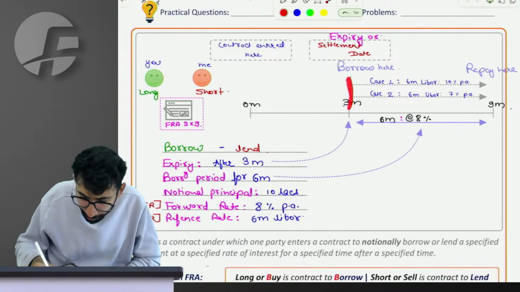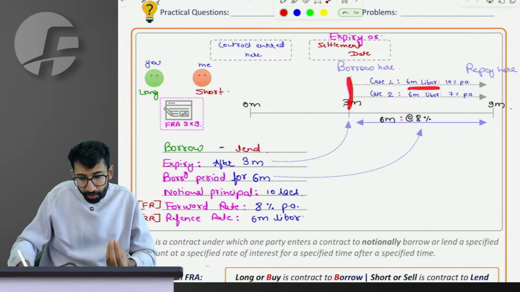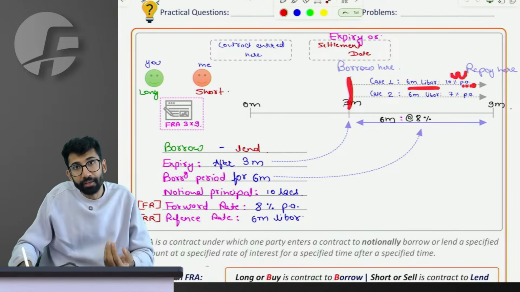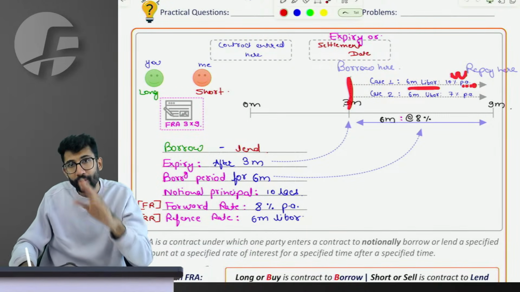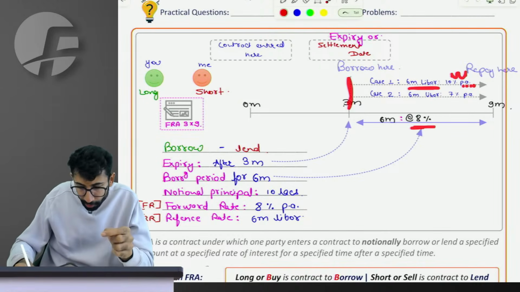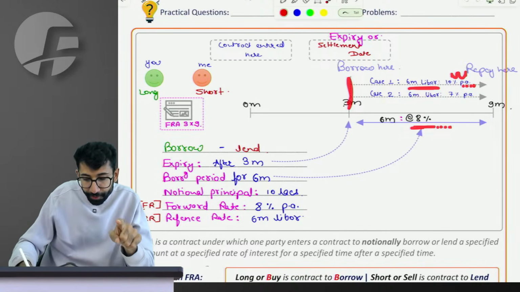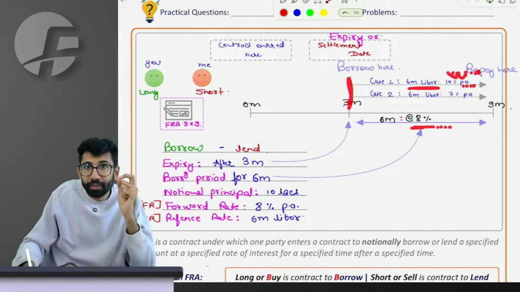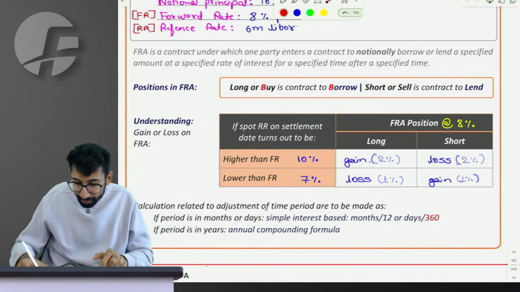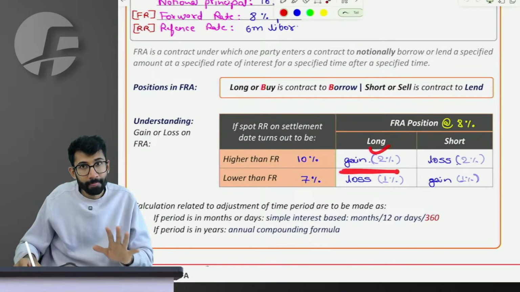Suppose at this point you got to know the 6 month LIBOR in the market turns out to be 10. Try to feel the gain or loss on this FRA. Let's imagine you are long. You entered into a contract to borrow at the rate of 8%, and the rate for the same period in the spot market is 10. What do you feel? Do you feel a gain of 2% for yourself? Yes, that is what I'm saying.